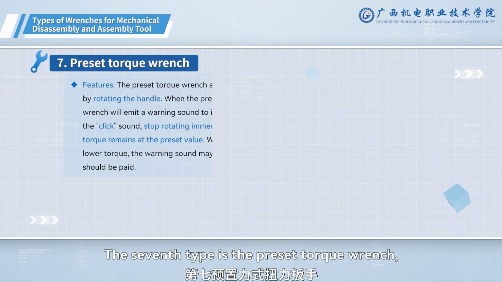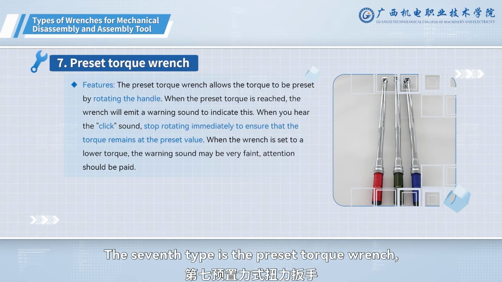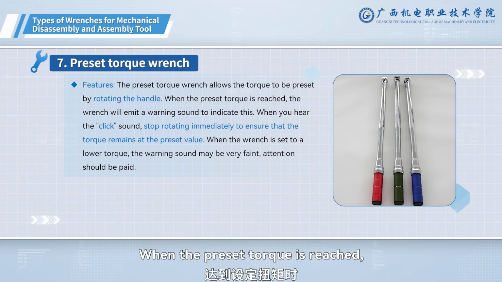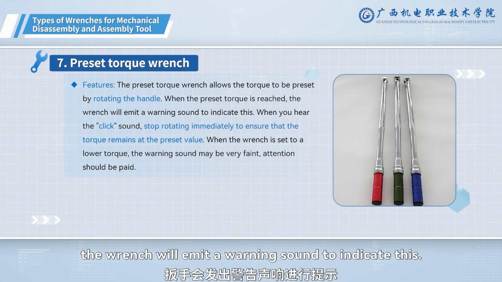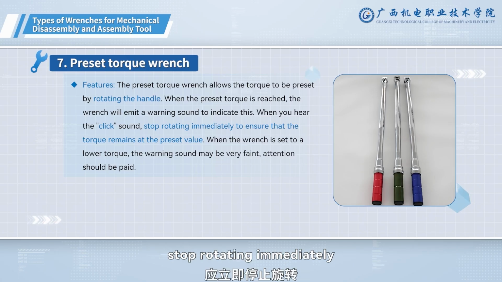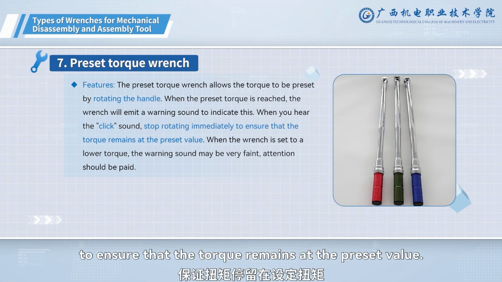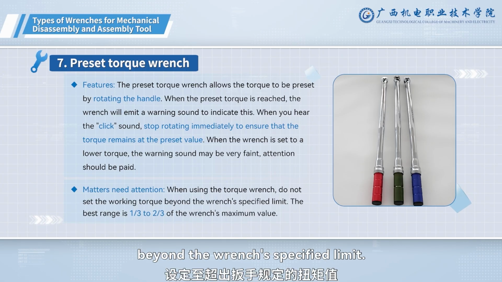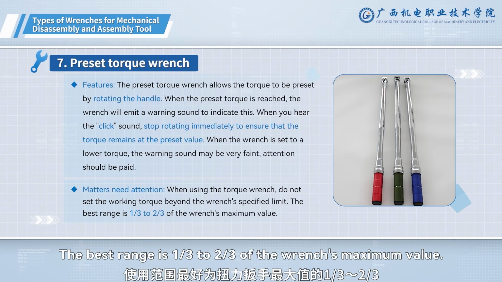The seventh type is the preset torque wrench, which allows the torque to be preset by rotating the handle. When the preset torque is reached, the wrench will emit a warning sound to indicate this. When you hear the click sound, stop rotating immediately to ensure that the torque remains at the preset value. When using the torque wrench, do not set the working torque beyond the wrench's specified limit. The best range is 1/3 to 2/3 of the wrench's maximum value.